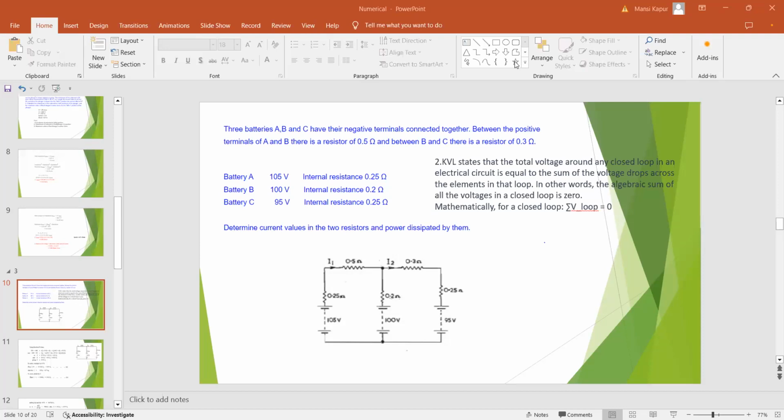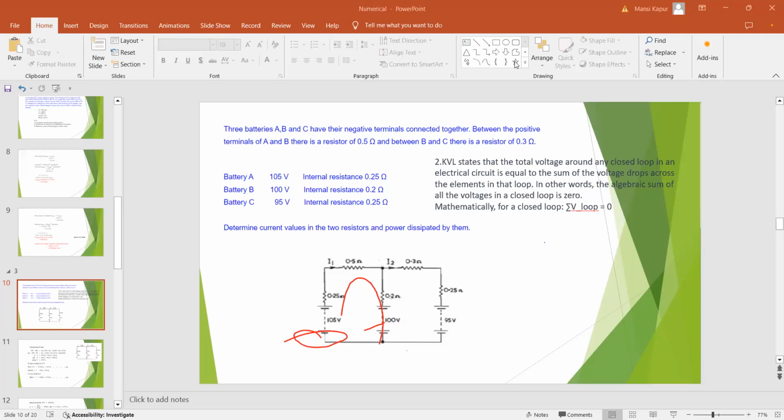Okay, now take this circuit on the left hand side, and we will calculate in this direction. When we are calculating in this direction, which terminal is here for the battery? Negative terminal. So write -105, because the negative terminal of the battery is coming first.